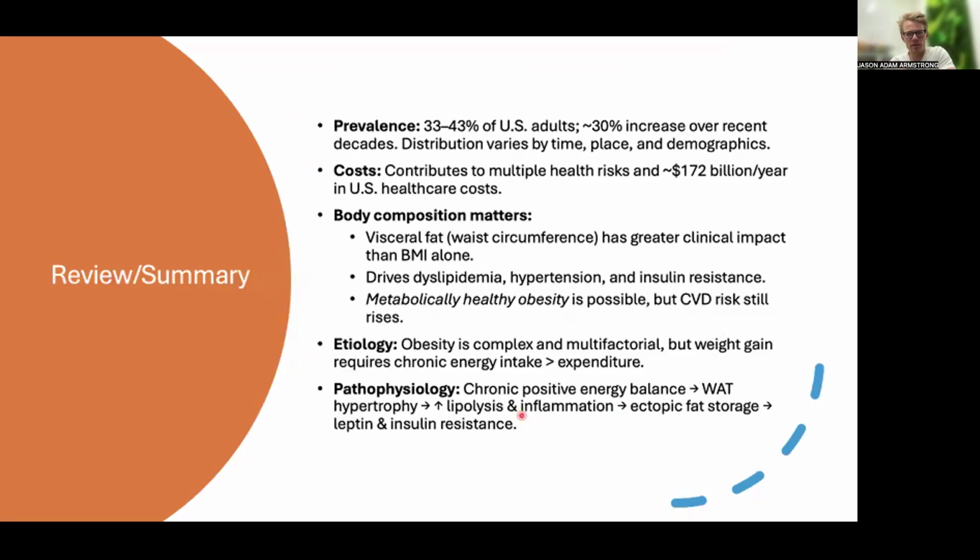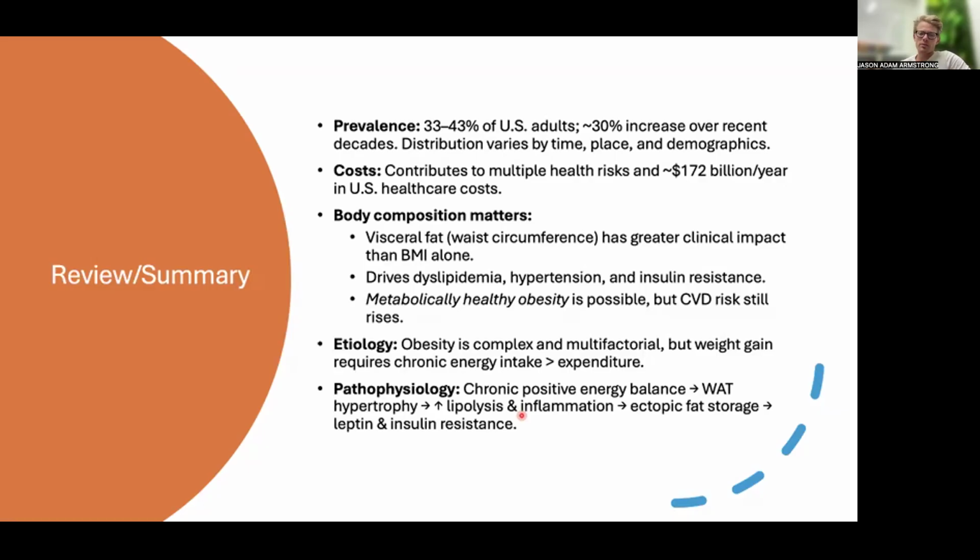So to summarize this first portion of the lecture, prevalence for obesity is 33 to 43% depending on the estimate in the US. There's been about a 30% increase in that over recent decades, and the distribution does vary by time, right? So across decades, by place, we looked at geography as in the US as well as across different countries, and by demographics. We did see that it varies, especially by race in the US. The cost is about $172 billion per year in healthcare costs.